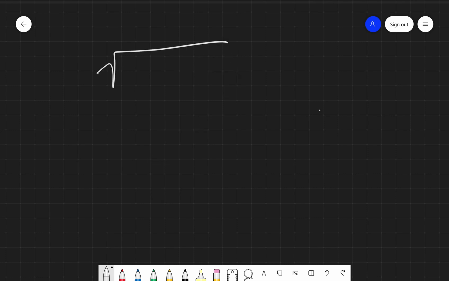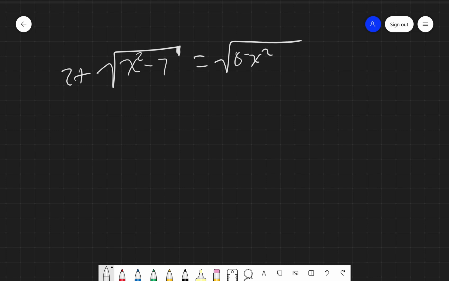Now, let's do the square root of x squared minus 7. Let's say 2 plus that equals the square root of 8 minus x squared. I know, I'm being rude. You might be wondering, what am I supposed to do with this extra stupid 2? If I square it, I'm going to get another radical. Just trust me and square it, okay? Don't worry. Everything's going to be fine.